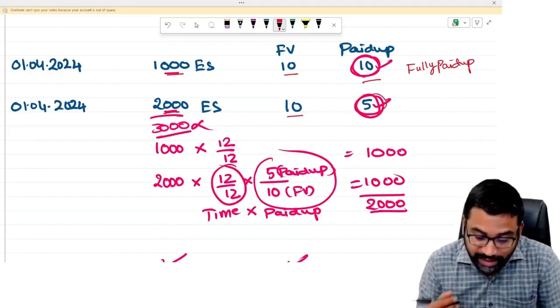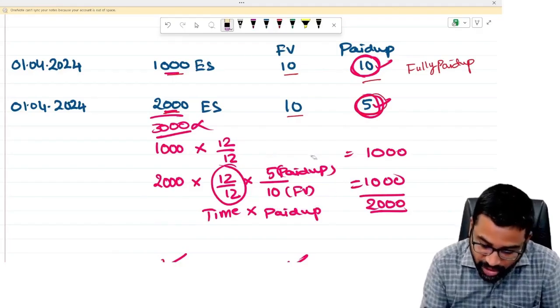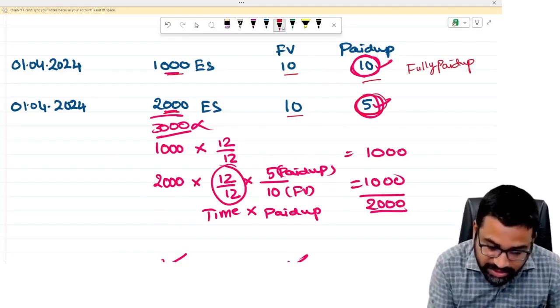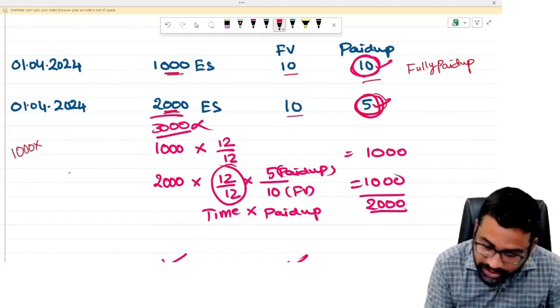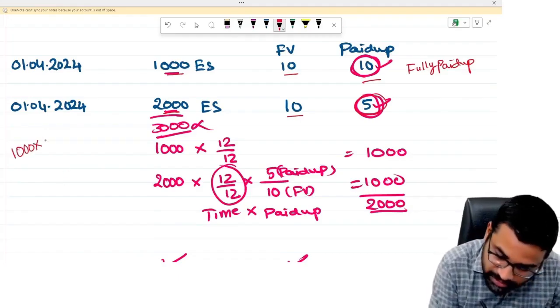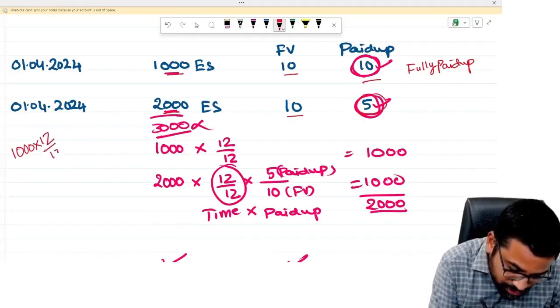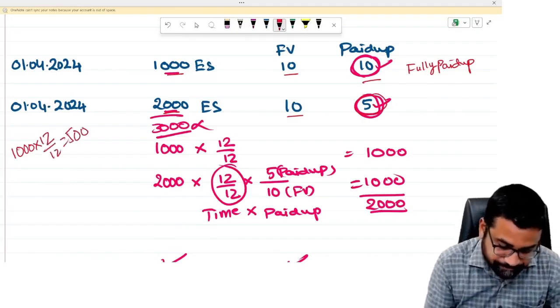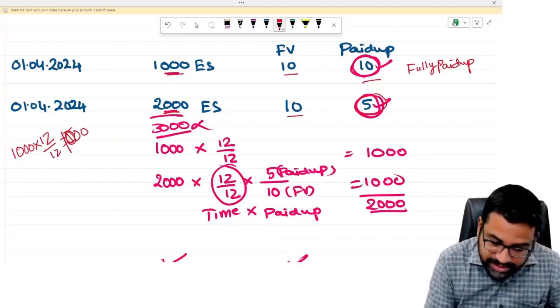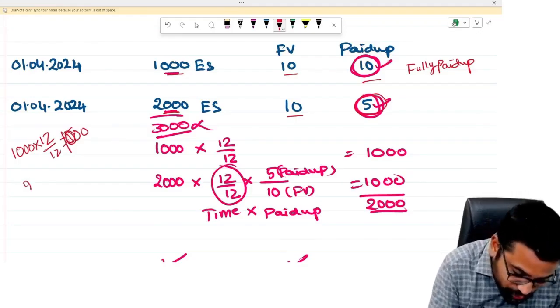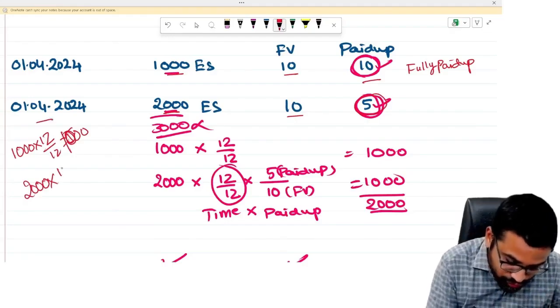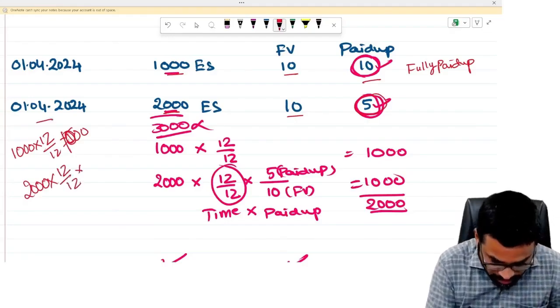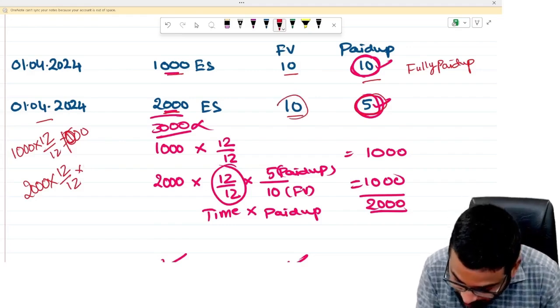Now see, when I'm ascertaining the weighted average number of shares, how to ascertain it? Tell me. Suppose opening 1,000 equity shares into time weight factor. It is there from the beginning, therefore into 12 by 12. So you consider 1,000. Now the second one, 1/4/2024, 2,000 shares are there. It is there from the beginning, into 12 by 12. But see here, it is not fully paid, it is partly paid.